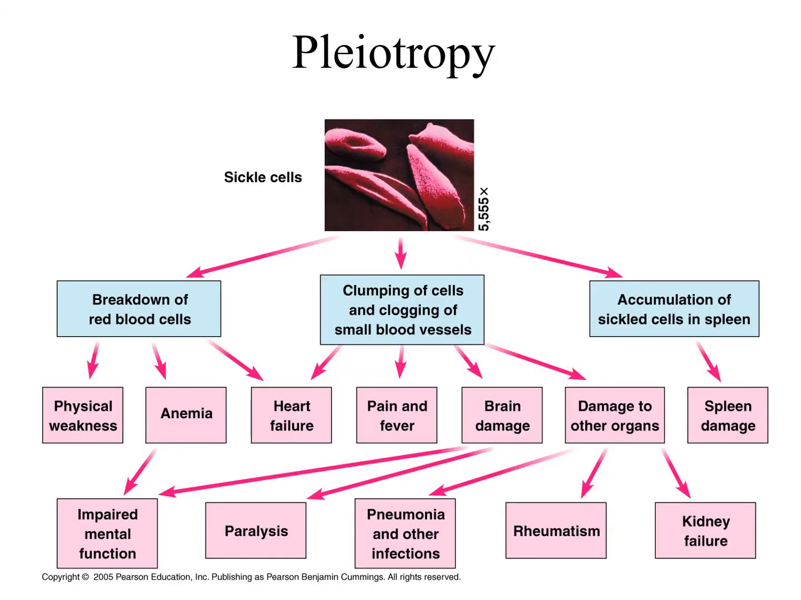Sickle cell anemia is an example of a disease where one gene has a cascading effect and causes problems body-wide. This is kind of the opposite of polygenic inheritance, where one trait is caused by many genes. Here, one gene affects many traits. That's called pleiotropy.